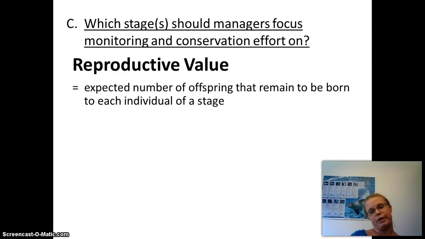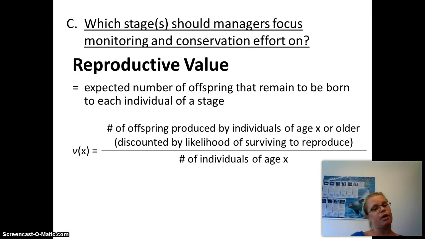So for example, the reproductive value of an individual of age 10 is all of the offspring that they could lay at age 10, 11, 12, 13, 14, and so on, if they actually live that long. So it's the number of offspring produced by individuals of age X or older, and it's discounted by the likelihood of surviving to reproduce. So if they're not likely to survive to reproduce to have more offspring, their reproductive value will be lower, divided by the number of individuals of age X.